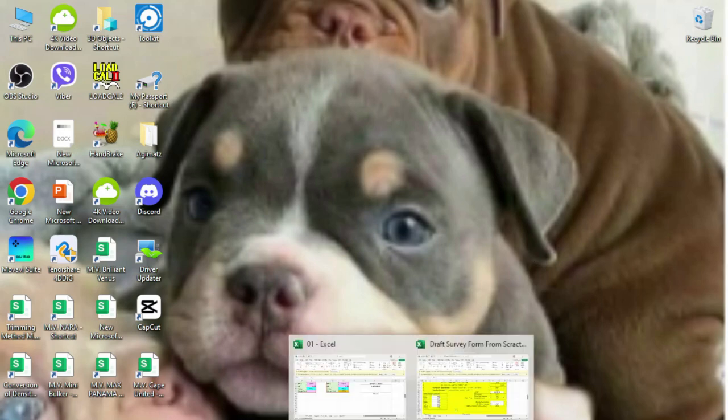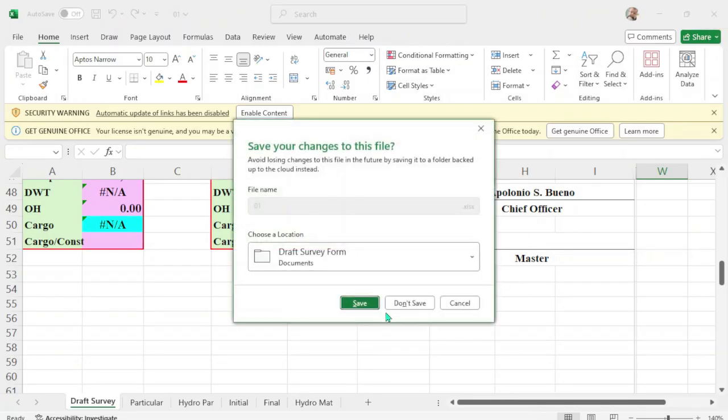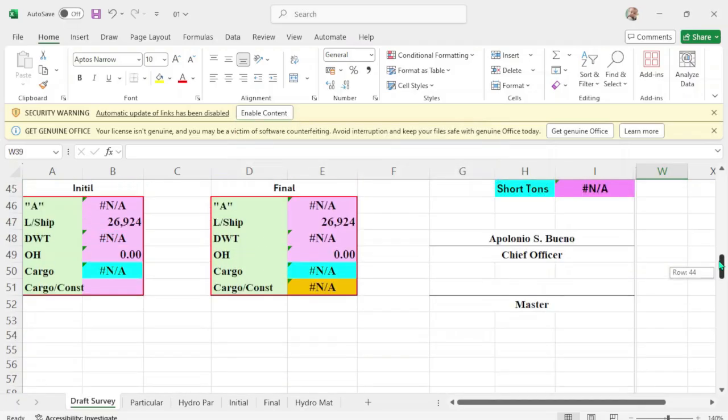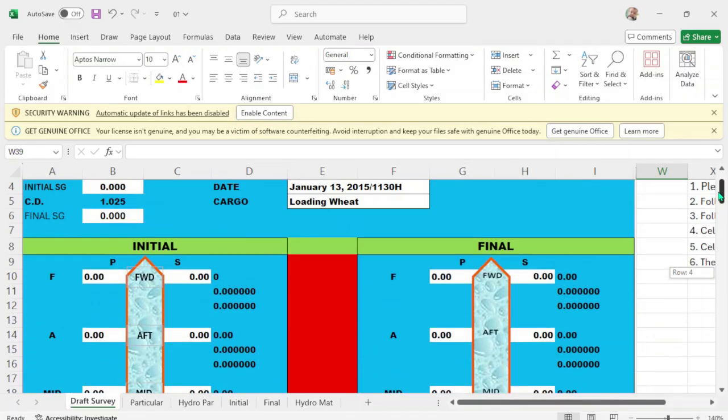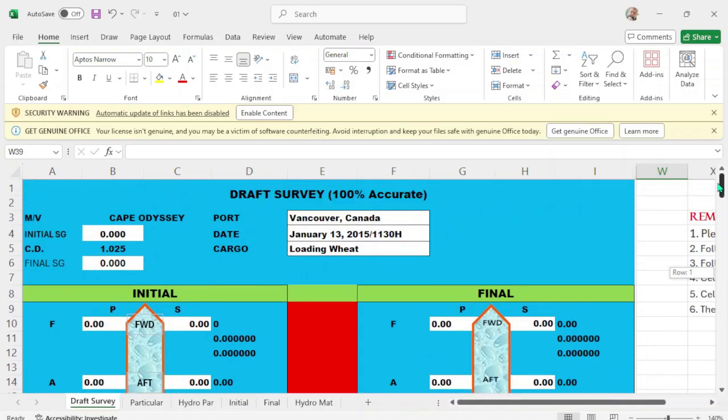I'll start with this one. Okay, this is number one. Don't save. Cancel. Okay. So first, this is the format that I made. So let's first do the initial draft survey.